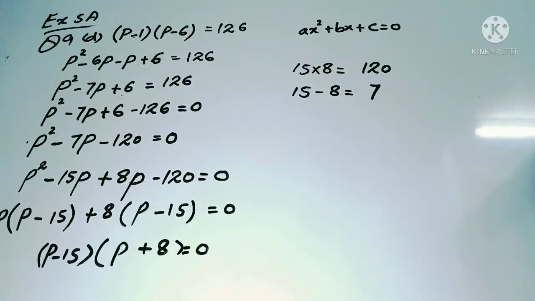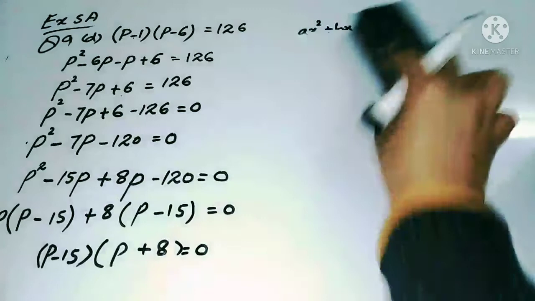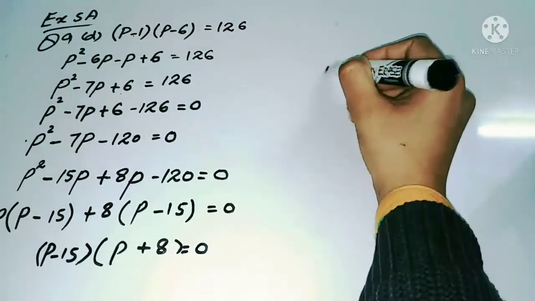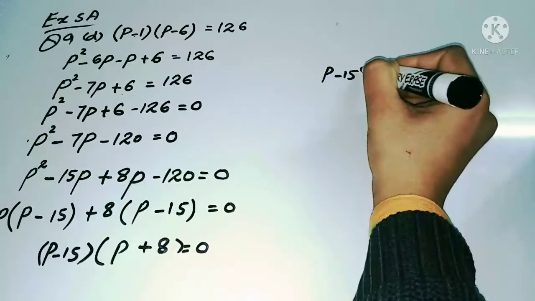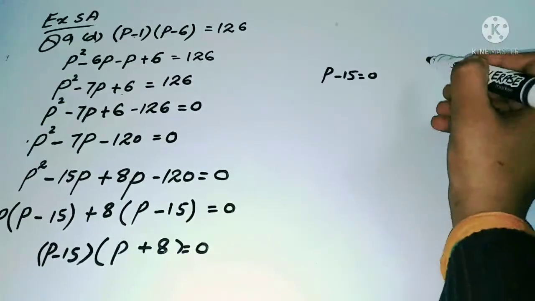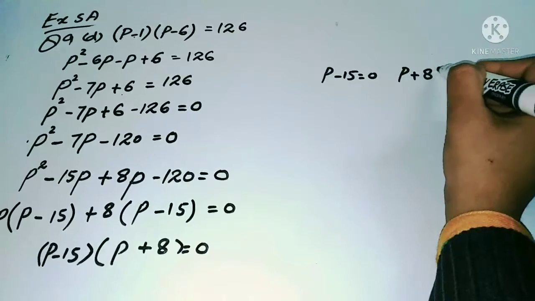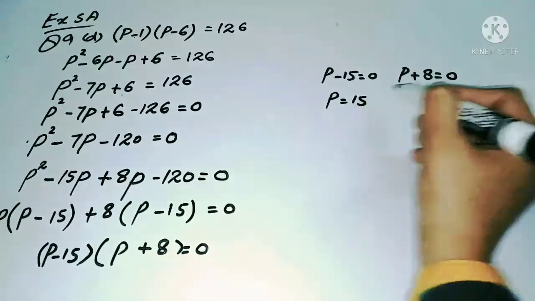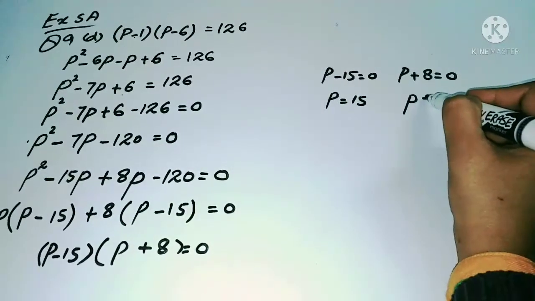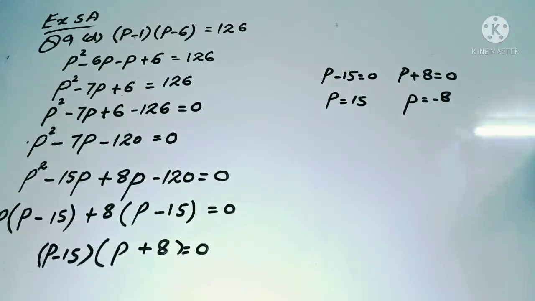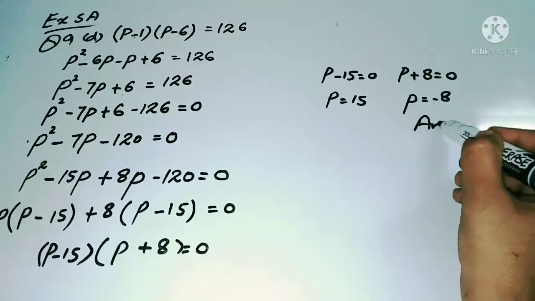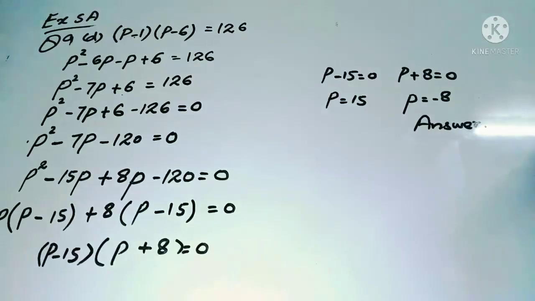Okay, now I can make these both terms equal to 0 and find out the value of p. P minus 15 is equal to 0. In the same way, p plus 8 is equal to 0. Now 15 is subtracting over here, it will go to that side and be added to 0, and you will get 15. And 8 is adding over here, it will go to that side and be subtracted. So students, your answers are minus 8 and 15. These are the values of p, and this is your answer.